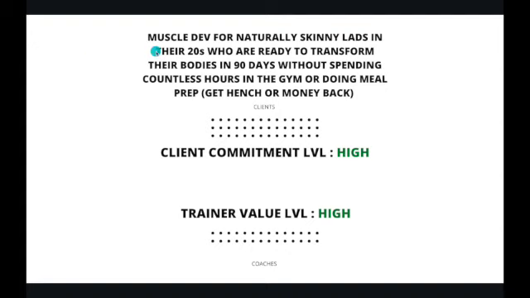So let's go through this bit by bit and I'll explain why it's got each element to it. So obviously we know muscle development for naturally skinny lads in their 20s. We need to tell people who we target. Brilliant, we've done that.